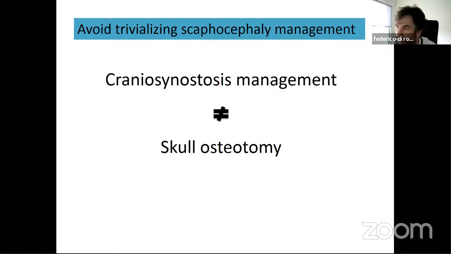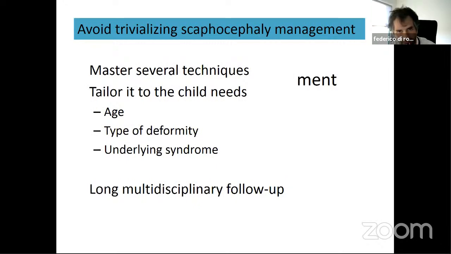Craniofacial surgery is not just doing an osteotomy. This is something that all young residents, all young surgeons want to start doing because they think, okay, I can do a burr hole, I can do an osteotomy, so I can cure a scaphocephalic patient. Of course, the osteotomy can be done, but the proper management of craniosynostosis is something different. We need to master the different techniques that are available because we need to tailor them to the child's needs, depending again on the age, on the type of deformity, on the underlying syndrome, and the long multidisciplinary follow-up is mandatory to understand our results. And without analyzing our results, we will not be able to improve our techniques.